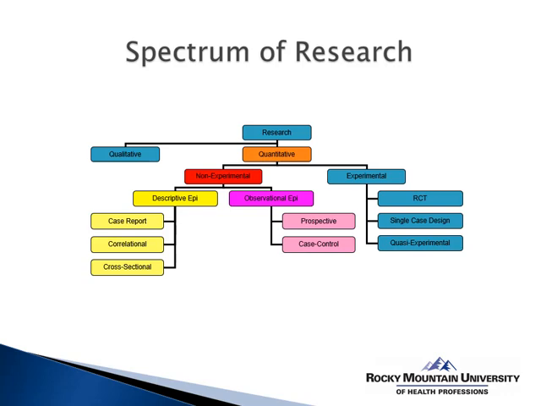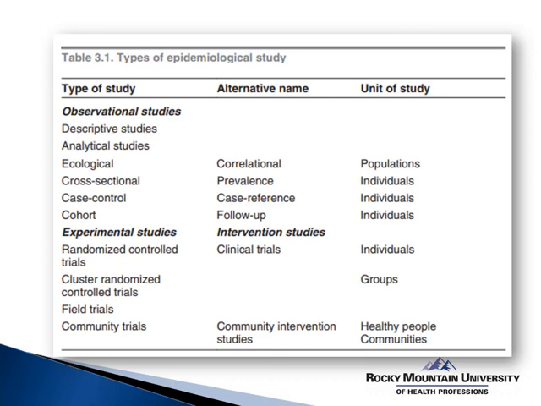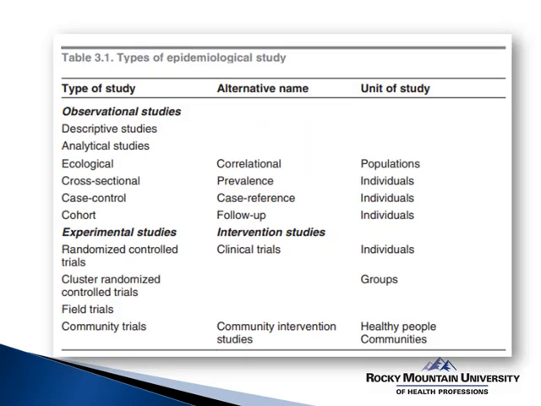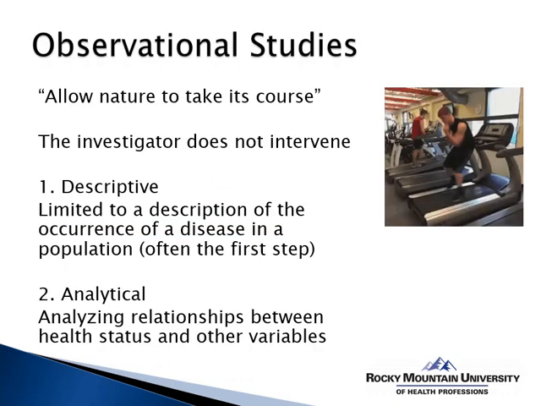Under the quantitative side, there's the non-experimental and the experimental. You'll see under the non-experimental, there's the descriptive and the observational epi. Under experimental, you can also have epi as a component of those types of studies. So we're going to discuss all of that here. Again, here's that overview, the observational side of things and the experimental side of things. This is just a different way of looking at the spectrum of research within the context of epidemiologic studies.